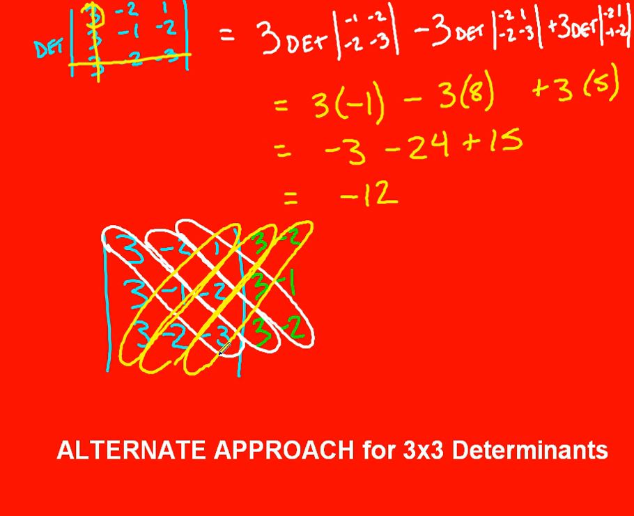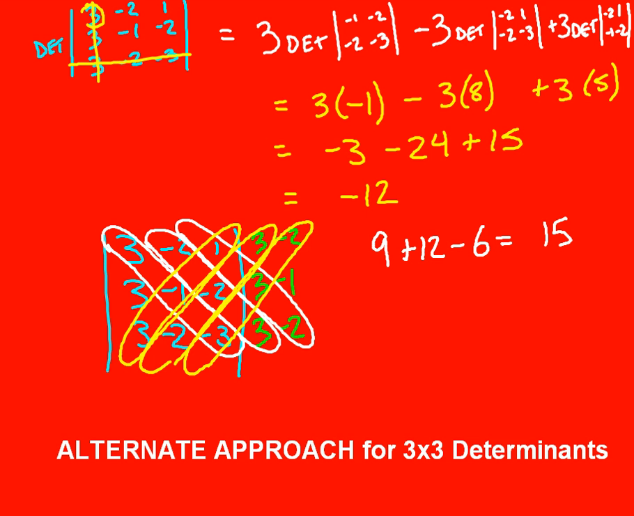What you're going to do is take the product of each set of diagonals. With the white ones first. 3 times -1 times -3 is 9. -2 times -2 times 3, so that's 4 times 3 is 12. And this one, 1 times 3 times -2 is -6. When you add those up, that should give you 15.